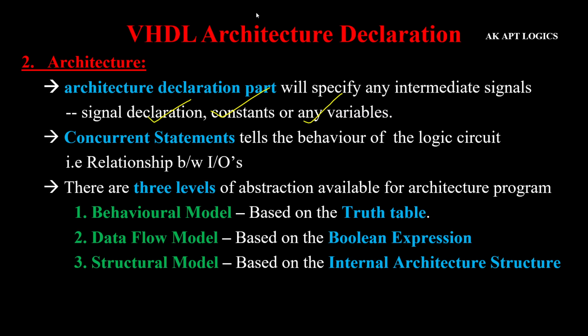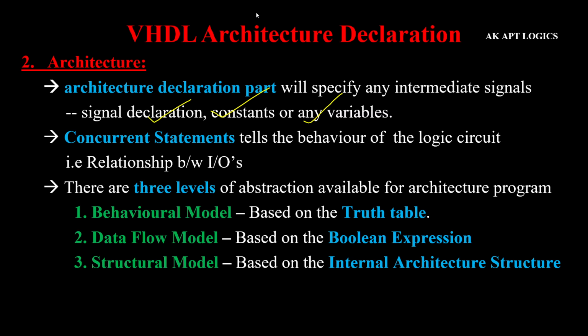Next, if you are going to have any intermediate signals in the design, what are intermediate signals? Those signals which we cannot see externally. The signals which are seen externally are the inputs and outputs. Other than those signals, everything is an intermediate signal.